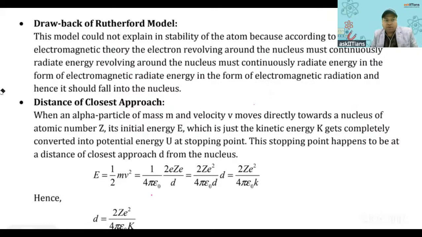Then generally you get this question also, the distance of closest approach. What does it mean? It comes from the alpha particle scattering experiment. When alpha particles are bombarded, they are thrown at the gold atom, the gold nucleus. So do they really strike them?